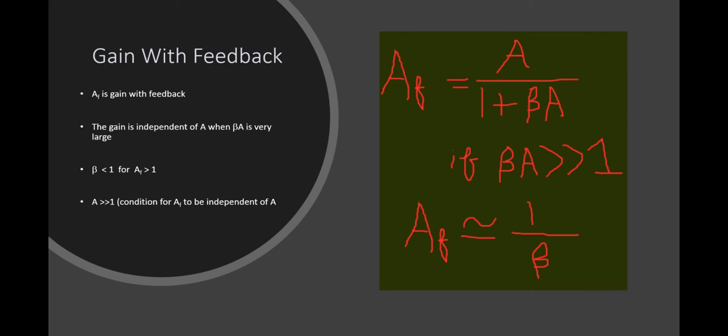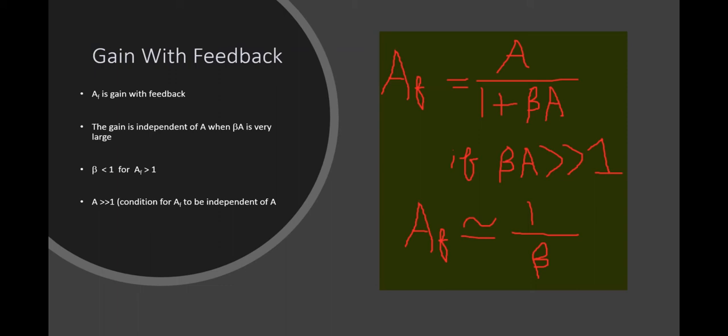So here we can see that the gain with feedback is A divided by 1 plus beta A, which is approximately equal to 1 over beta. Now this gives us another information that beta has to be smaller than 1. Only then AF will be greater than 1. And if beta is smaller than 1, then A has to be much greater than 1 over beta, so that beta A is much greater than 1.